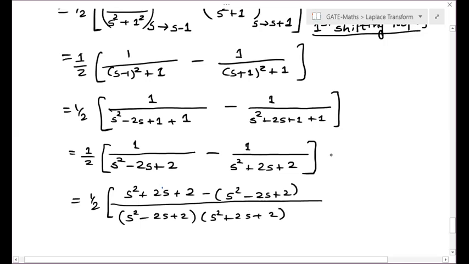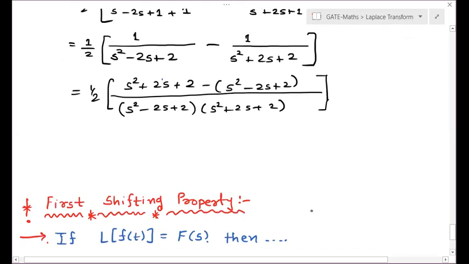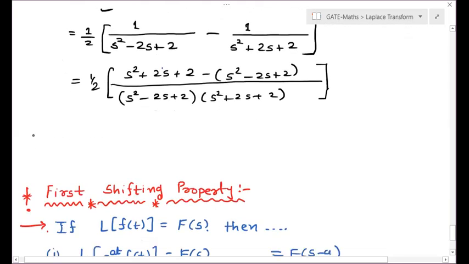So now see over here, right? If you simplify this further, it is equal to half. Here the minus s² and s² will get cancelled out, 2 minus 2 will get cancelled out, and 2s plus 2s will be 4s.